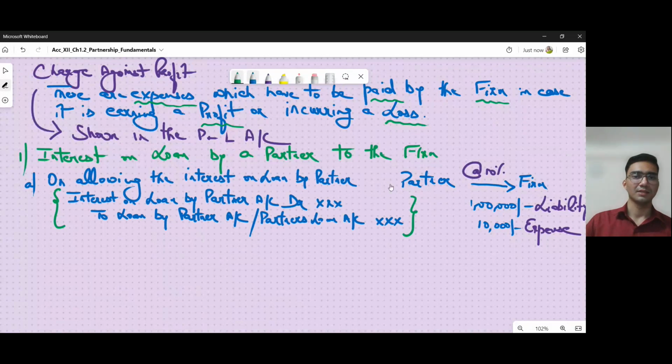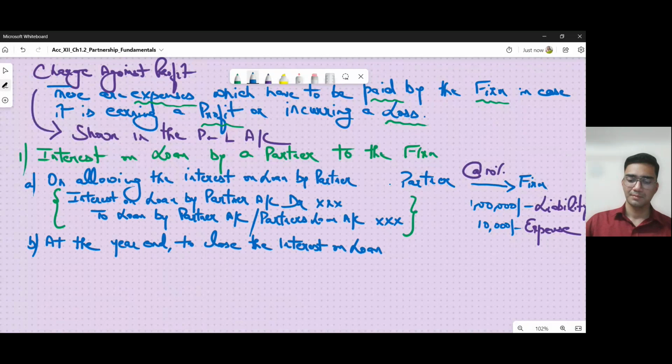Okay, the second journal entry in this case, when will this entry come? At the year end. The second journal entry will come at the year end, to close the interest on loan by the partner account.